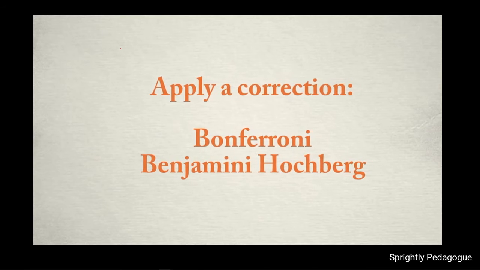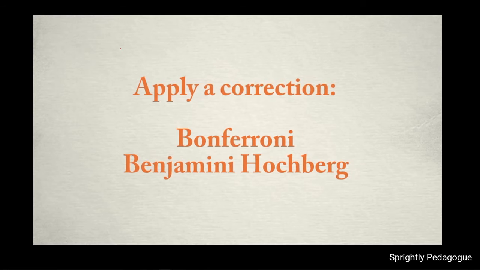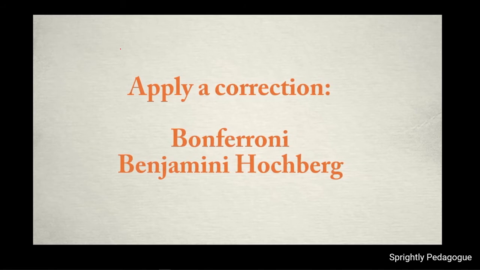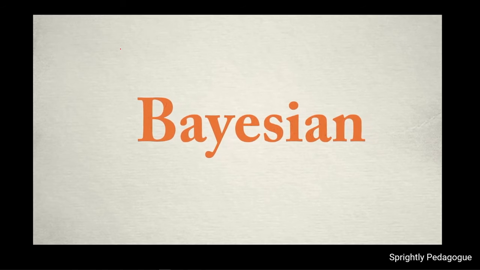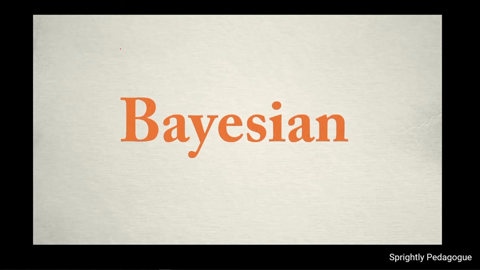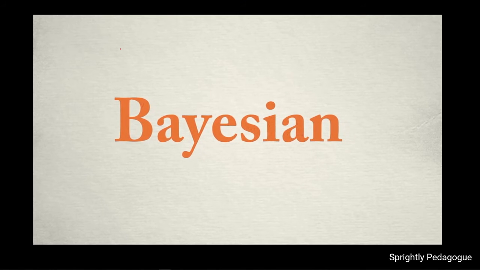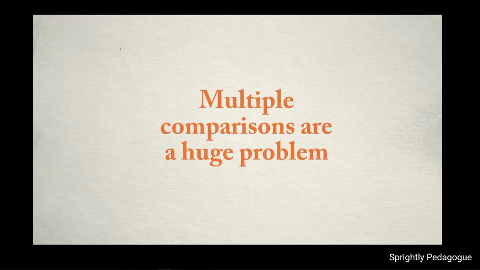If you absolutely have to do multiple comparisons, you can apply a correction to each of those comparisons. This might be something like a Bonferroni correction or a Benjamini-Hochberg. Lastly, Bayesian analyses do not suffer the multiple comparisons problem because they are not using probabilistic thresholds to make significance decisions. Multiple comparisons are a huge problem in science.